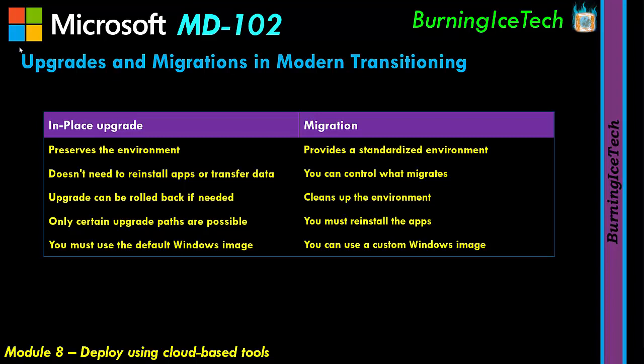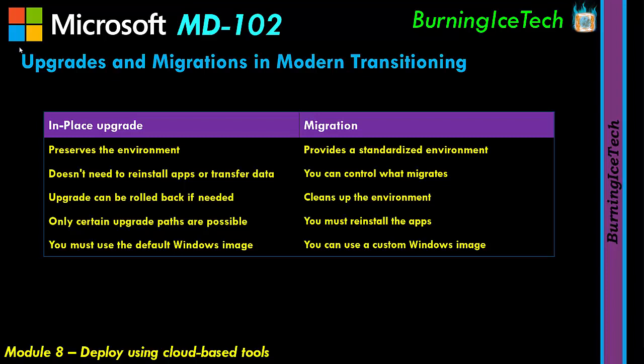So if you look at the left side of the table with in-place upgrade, it preserves the environment because you stay on the same machine, or at least the user stays on the same machine. So supposedly it preserves the environment, preserves the settings. That's what they mean by preserving the environment, by the way. It means you're keeping your settings and all that kind of stuff. It's just upgrading the actual operating system itself.